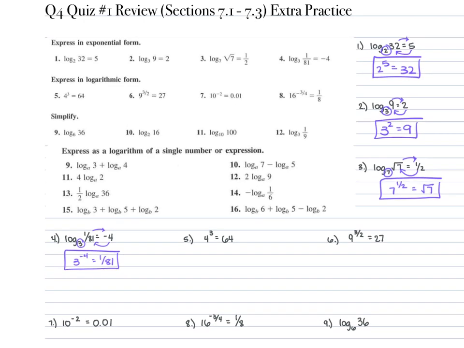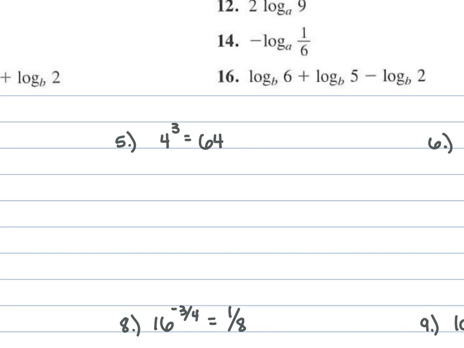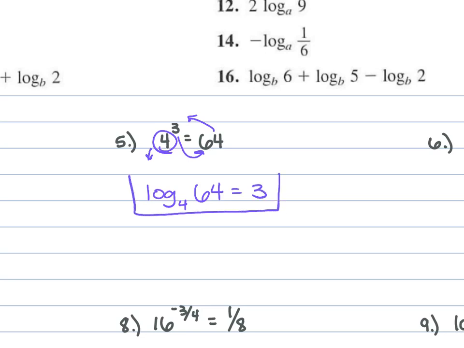For questions 5 through 8, it tells us to express these exponential equations in logarithmic form. So your whole idea for number 5, your base is that whole number that you start with, so that's that 4. That's going to become your subscript, and then the 64 is going to work counterclockwise with the exponent of the 3 to give you log 4 of 64 is equal to 3. So 4 to what power is 64? 3.